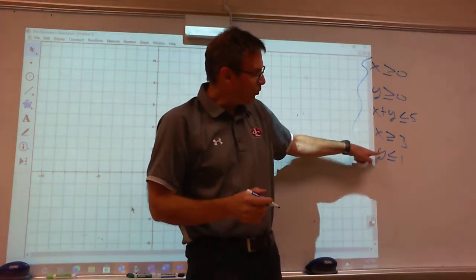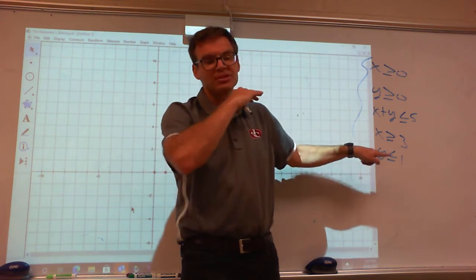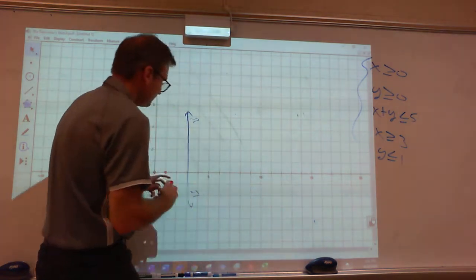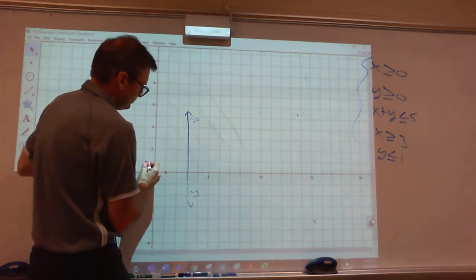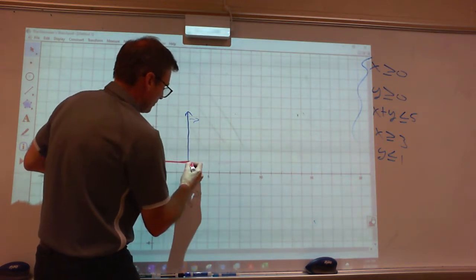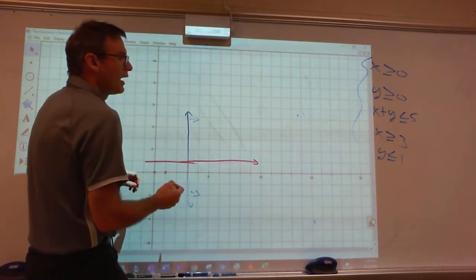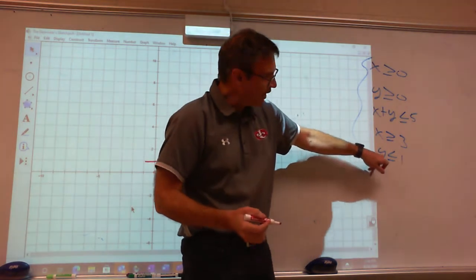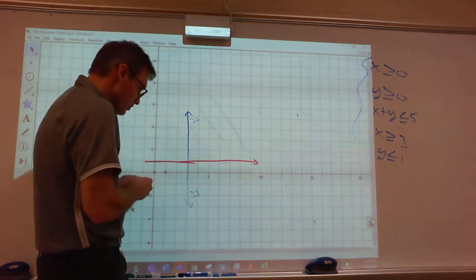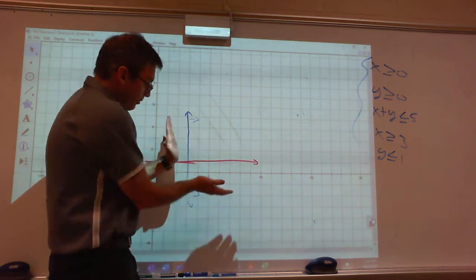When I talk about y less than 1, y equals is a horizontal line. So it's going to be a horizontal line at 1. Oops. Try to do a better job. And this is y is less than, so that means I'm shading down. So if I'm looking, right now, here's what I've got. I'm in the first quadrant.